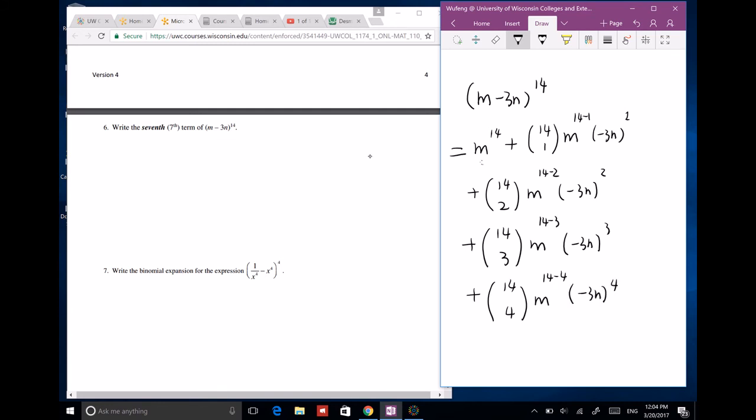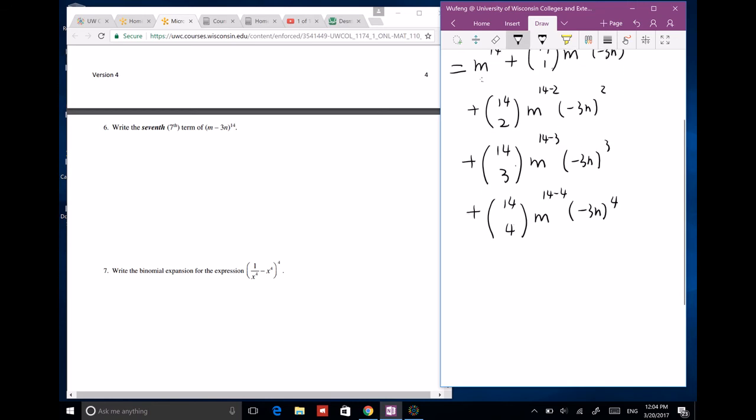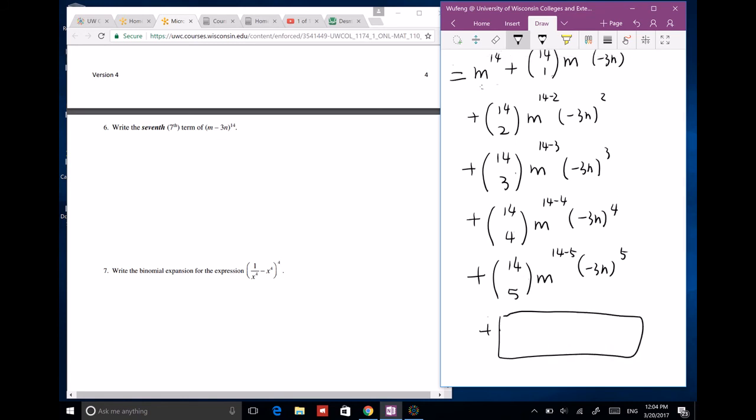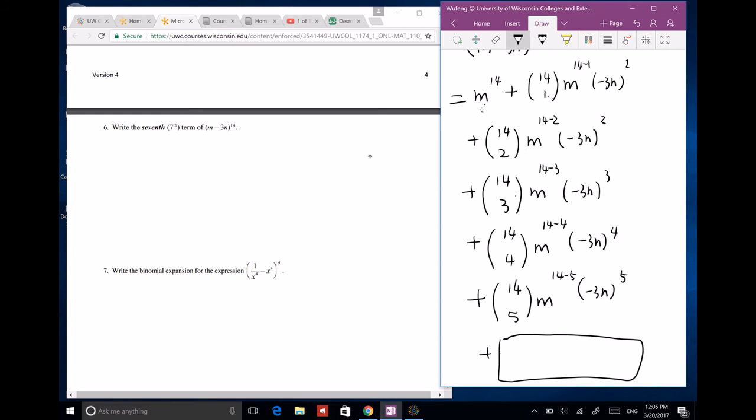First, 1, 2, 3, 4, 5. You can do 6 is choose 5 from 14, 14 minus 5, and negative 3n to the power 5. You keep going by yourself. You know the 7th, I'm not going to write the 7th out. Okay, you write the 7th out, find it by yourself. So 1, 2, 3, 4, 5, 6, 7, you do it by yourself.